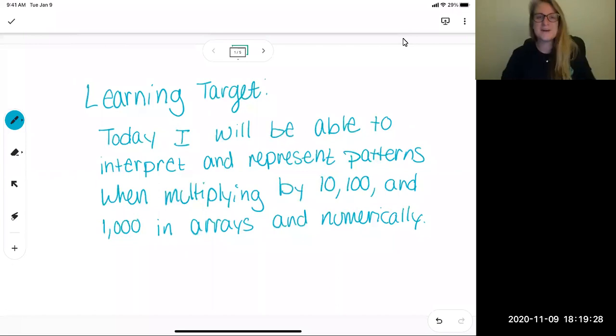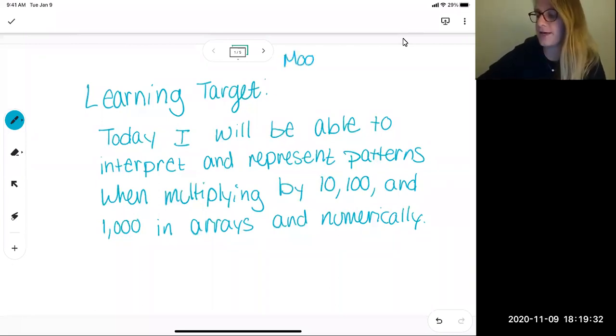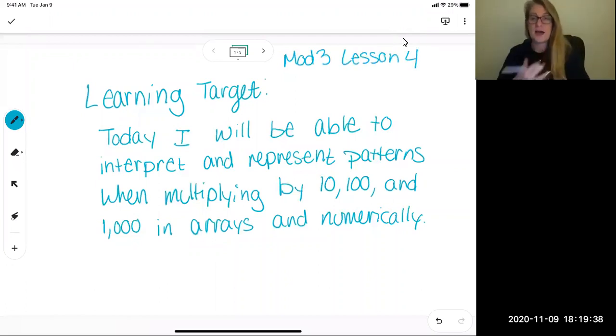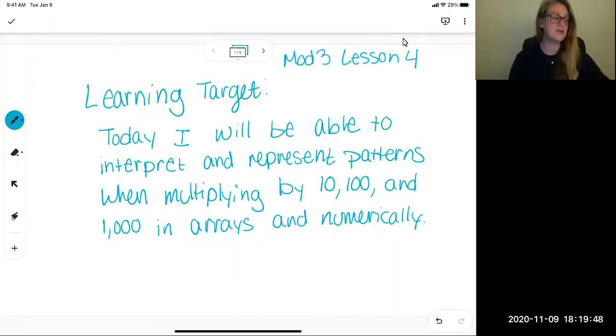Hi guys. Today we're going to do module 3, lesson 4. Okay, and our learning target is that we are going to be able to interpret and represent patterns when multiplying by 10, 100, and 1000 in arrays and numerically.